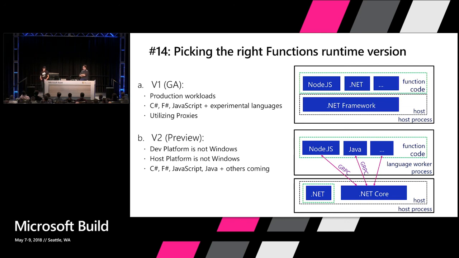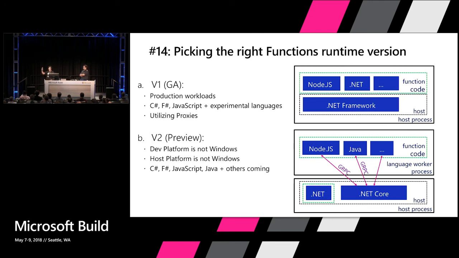On V2, the main change we made is our host is now .NET Core, so now it's cross-platform. And if your code is Node.js, Java, any of the new programming languages, we actually have a separate process. We call it language worker process. And we communicate with your code using the gRPC protocol. The only exception to that model is if you have a .NET app, we still run on the same process. For now, we want to experiment with .NET also running out of proc.